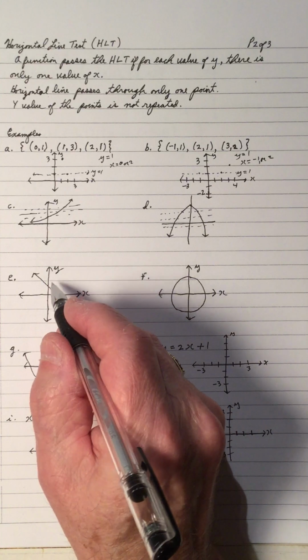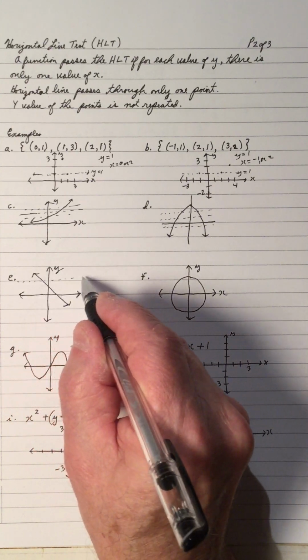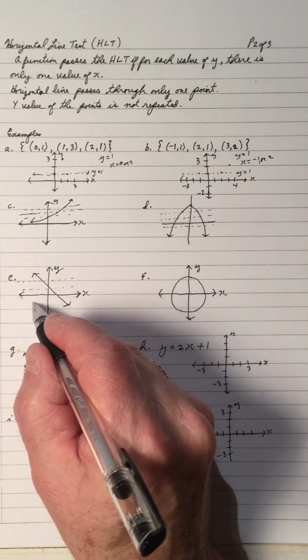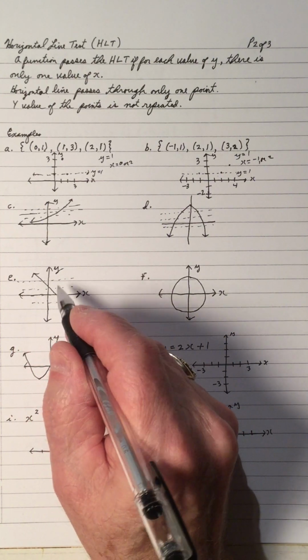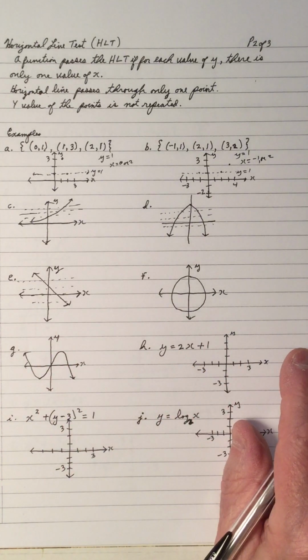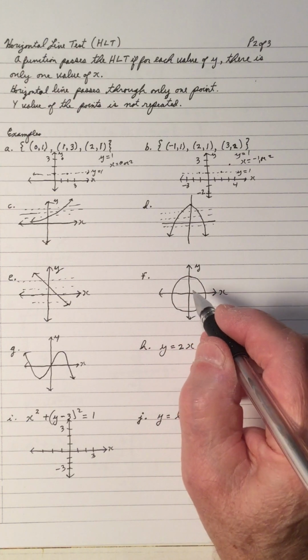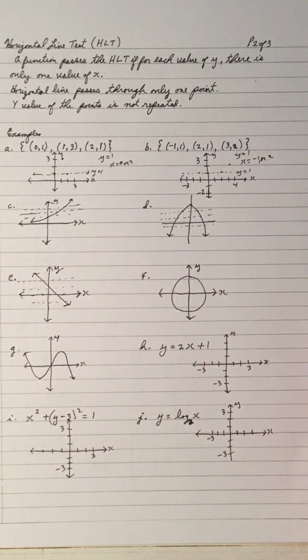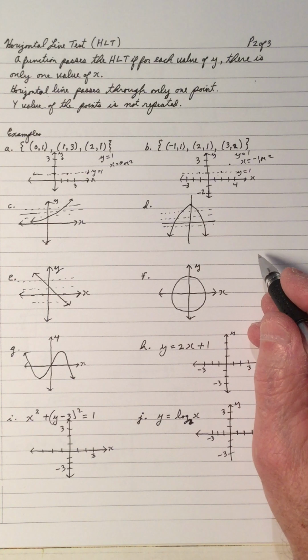And E is a line, an oblique line. Again, if I draw a horizontal line, no matter where I draw it, the horizontal line will pass through only one point, so it passes the horizontal line test. Each value of y is only one value of x. Remember, the vertical line test is the reverse. For each value of x, there's only one value of y. So the horizontal line test is switched around, which makes sense.